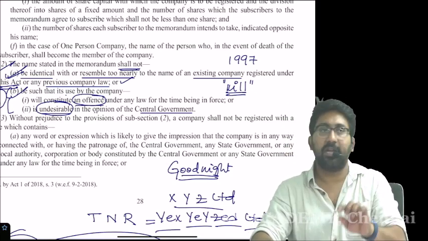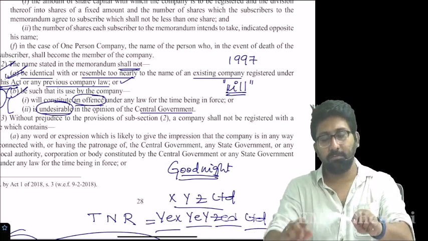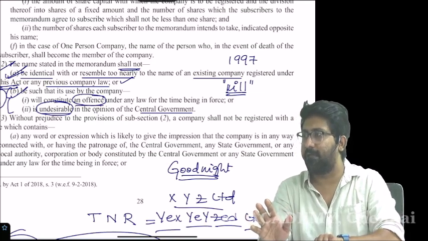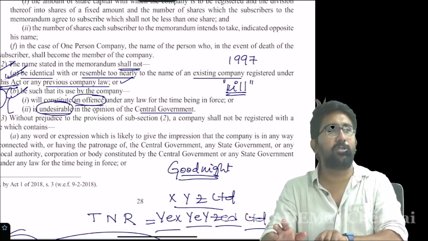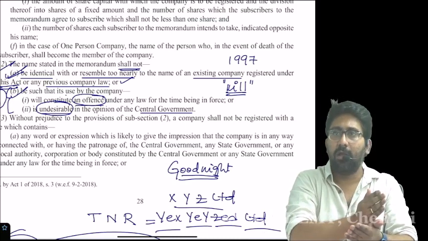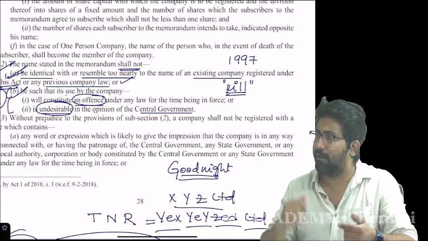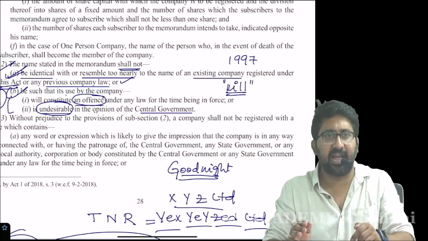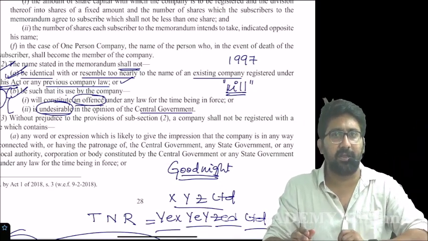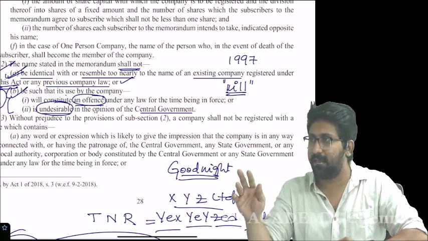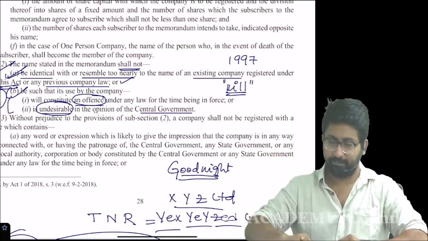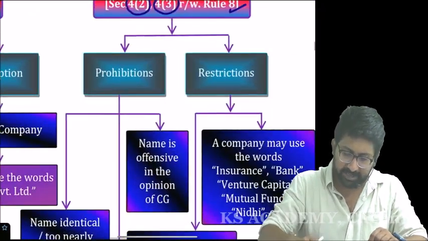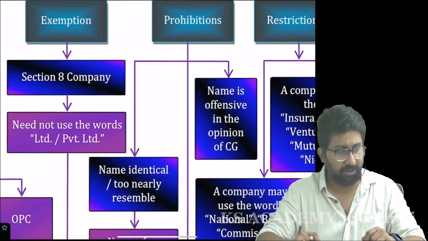Clear everyone? So that is another thing. Tell me how the name should not be. Till you answer, we will revise like this only today. The name of a company should not be identical or too nearly resemble the name of an existing company registered under this act or any previous company law. Next, it should not be offensive. One second. There is rule content also attached to this. Before you read, please read this. First one, what is the first one? Prohibition. Read.